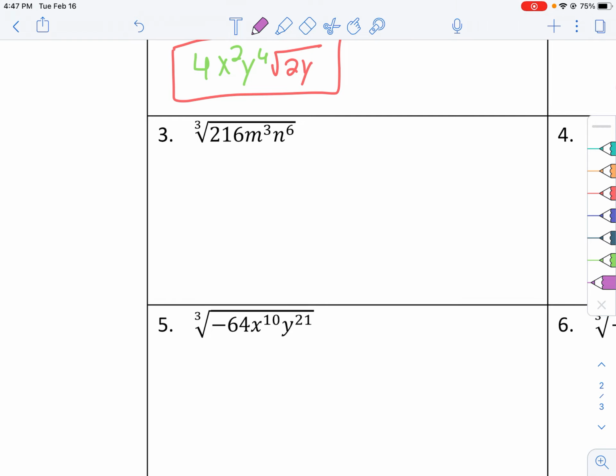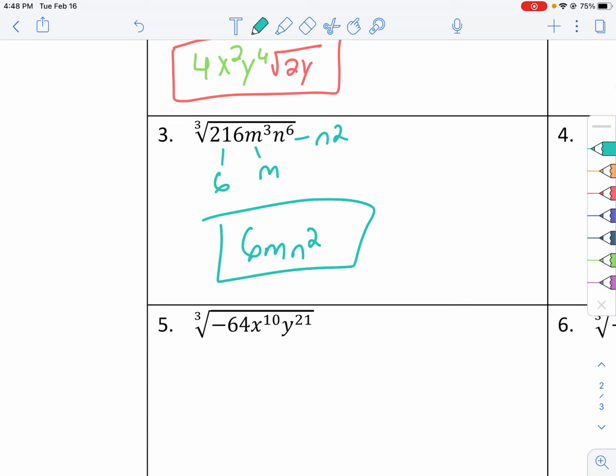All right, let's take a look at some cube roots. So 216 is a perfect cube. It's the perfect cube of 6. M to the 3rd power, also a perfect cube. That would just be m. N to the 6th power is also a perfect cube. That would just be n squared. So this is just 6m n squared, and we're done. Okay, so some are nice and quick. Others definitely take a little bit longer.